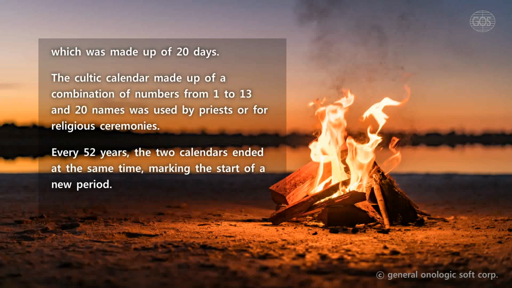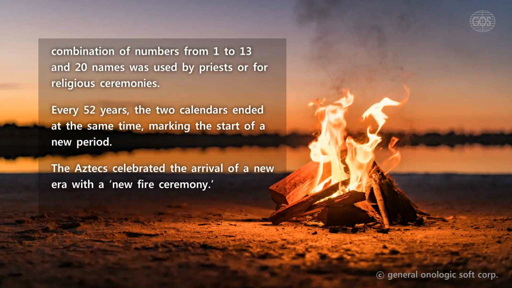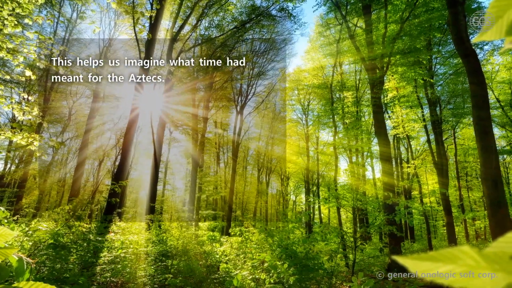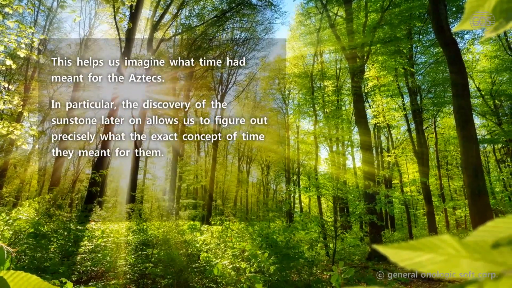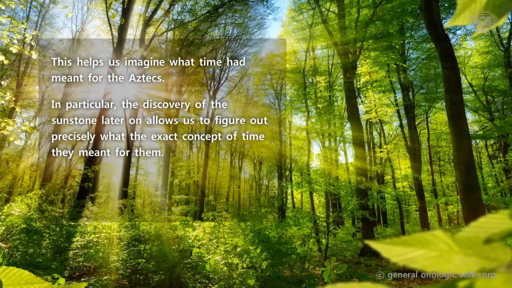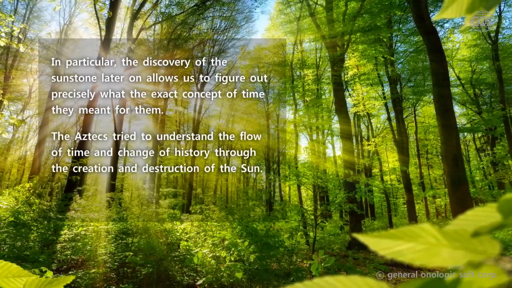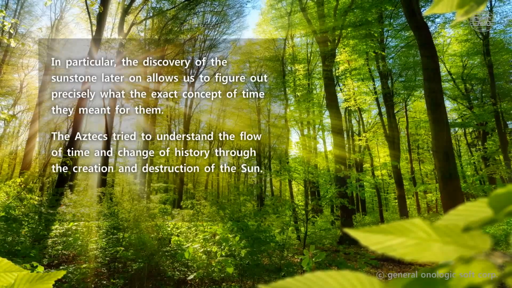Every 52 years, the two calendars ended at the same time, marking the start of a new period. The Aztecs celebrated the arrival of a new era with a new fire ceremony. This helps us imagine what time had meant for the Aztecs. In particular, the discovery of the sunstone later on allows us to figure out precisely what concept of time they meant. The Aztecs tried to understand the flow of time and change of history through the creation and destruction of the sun.